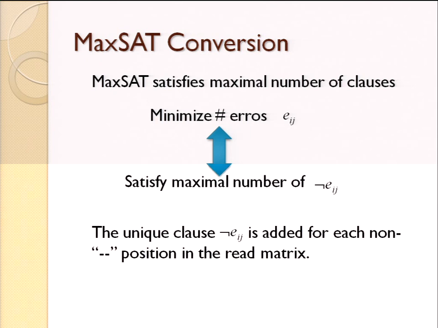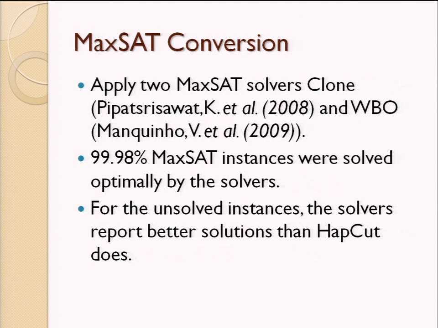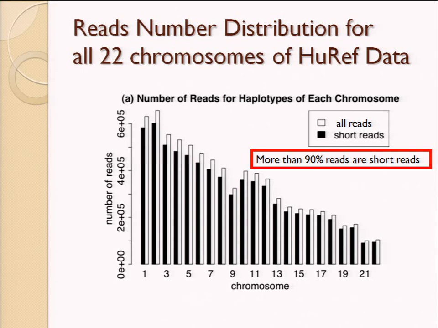We apply two MaxSAT solvers, the reasoning group at USA and WBO developed another group. 98% were able to be adopted by two solvers. Even reported solutions on how to one of the best methods. So we're able to beat the algorithm.